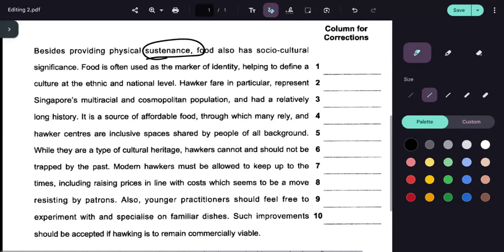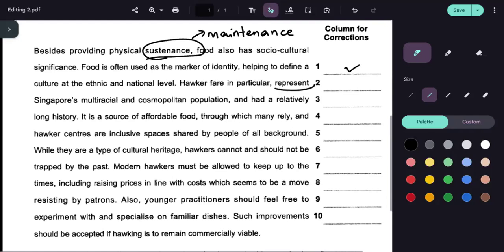Sustenance is basically more of physical maintenance. "Besides providing physical sustenance, food also has social cultural significance. Food is often used as the marker of identity, helping to define a culture." The first one has no error, at the ethnic and national level. "Hawker fare, in particular, represent Singapore."